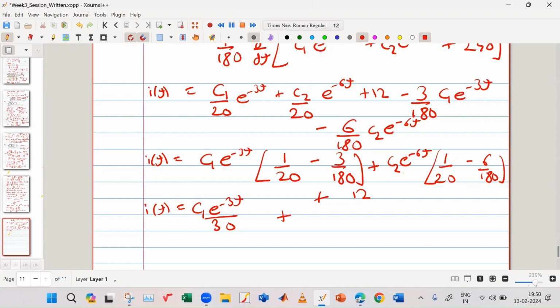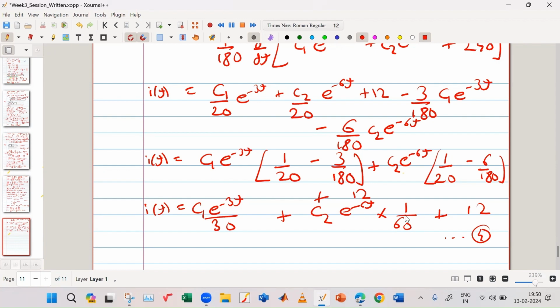Okay, you can do it. Plus c2 e raised to minus 6t. What is 6 by 180 into minus 1 plus 1 by 20? So this is 1 by 60, plus 12. Okay, so you have got I of t. This is equation 4. Any doubts in this?